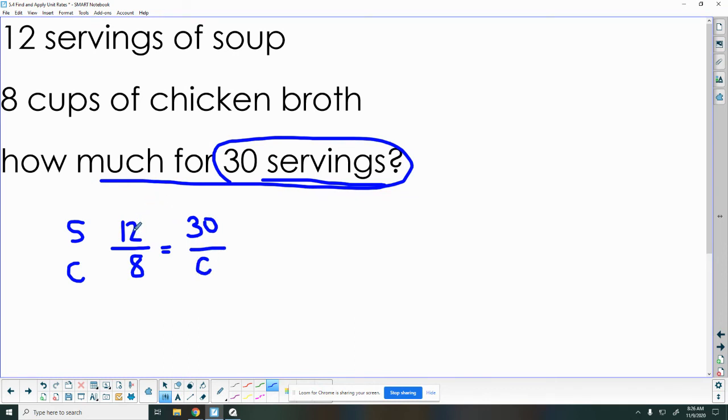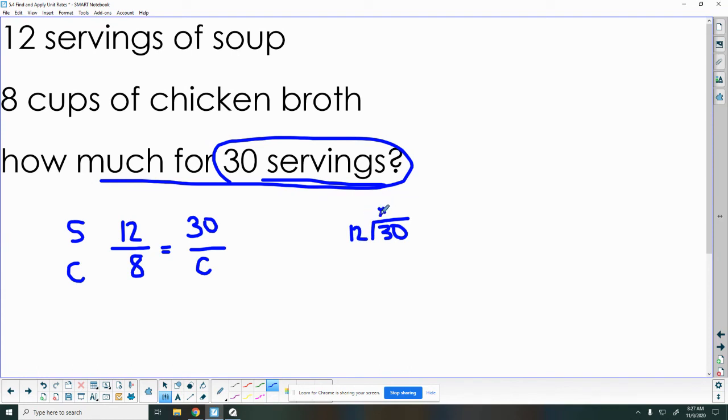So I could ask myself, how did I get from 12 to 30? There's not a nice whole number that makes that. 12 times 1 is 12, times 2 is 24, times 3 is 36. There's not a nice whole number. So I can think of this in a different way. I can ask myself, 12 times what is 30? And I can take 30 and divide it by 12.